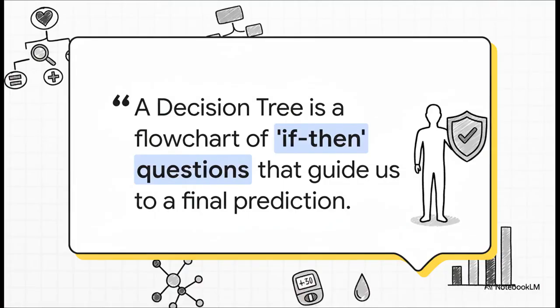So what is a decision tree anyway? The easiest way to picture it is it's just a flowchart. Seriously. It just asks a series of simple if-then questions about a patient's data, like, is their glucose over 140, and follows the path down to a final prediction. It's simple, it's visual, and it's surprisingly powerful.